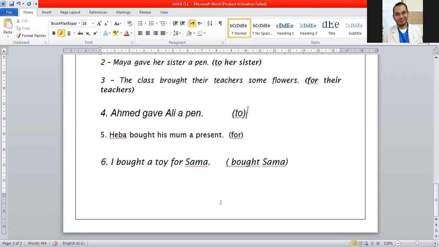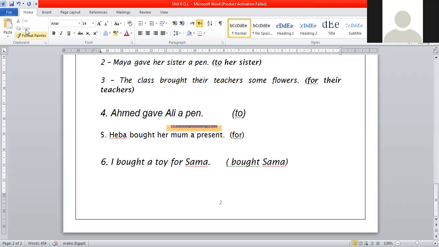Number 4. Ahmed gave Ali a pen. Ahmed gave a pen to Ali. Very good. Hiba bought her mom a present. Yes. Hiba bought a present for her mom. I bought a toy for Sama. Can you use bought Sama? I bought Sama a toy. Very good. I think it's so easy.